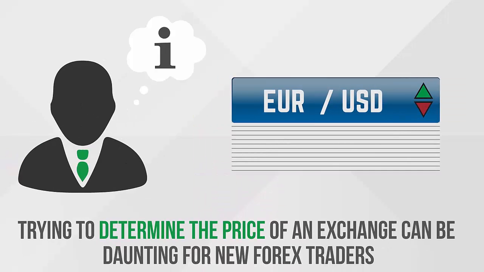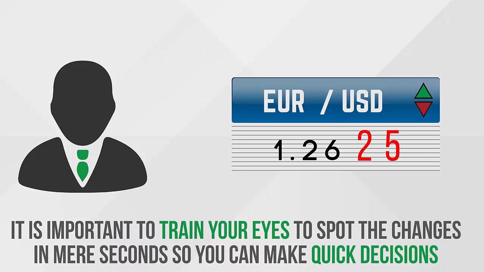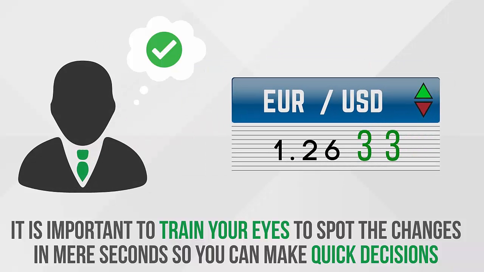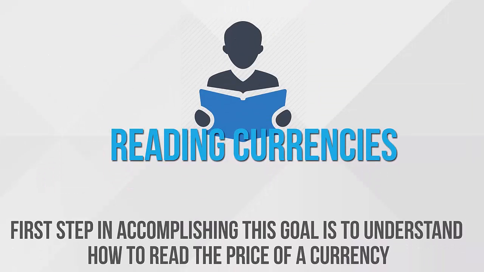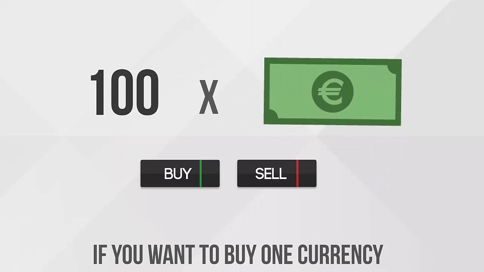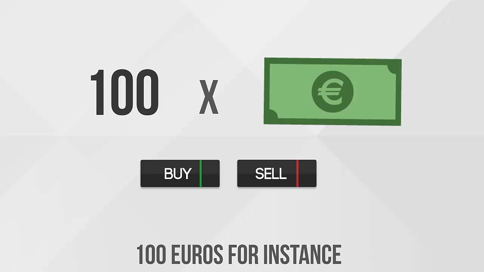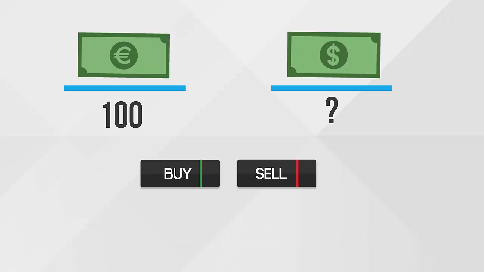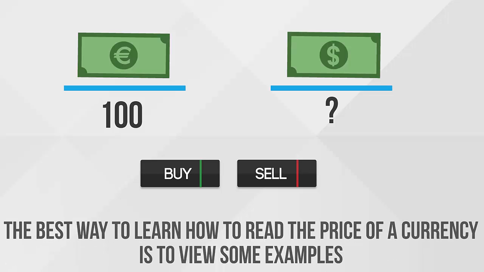Price. Trying to determine the price of an exchange can be daunting for new Forex traders. It is important to train your eyes to spot the changes in mere seconds so you can make quick decisions. The first step in accomplishing this goal is to understand how to read the price of a currency. If you want to buy one currency, 100 euros for instance, then you need to know how much of another currency you need to pay for it. The best way to learn how to read the price of a currency is to view some examples.